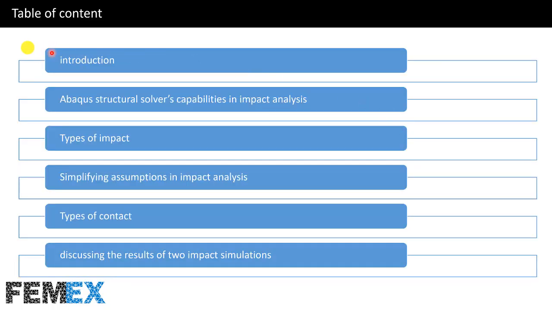This is the table of contents. I will talk about the Abaqus structural solver's capabilities in impact analysis, types of impact, simplifying assumptions in impact analysis, types of contact, and finally discussing the results of two impact simulations.